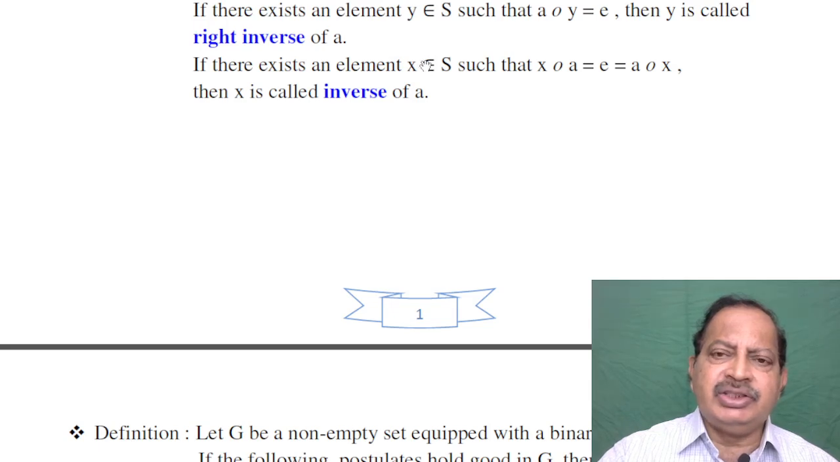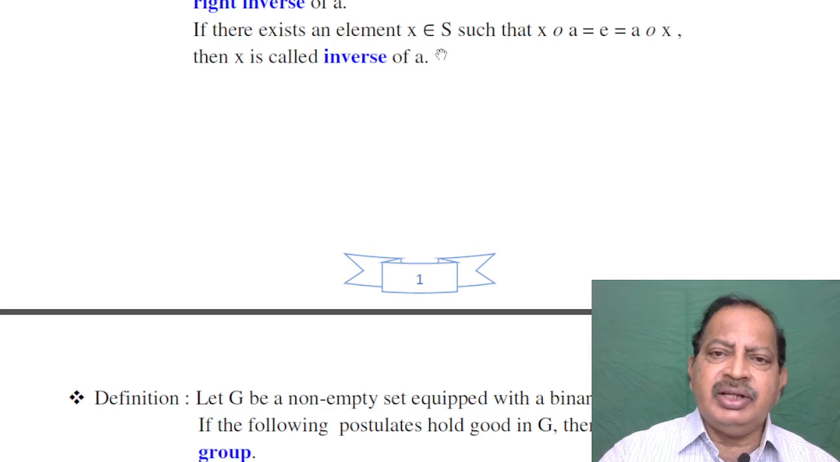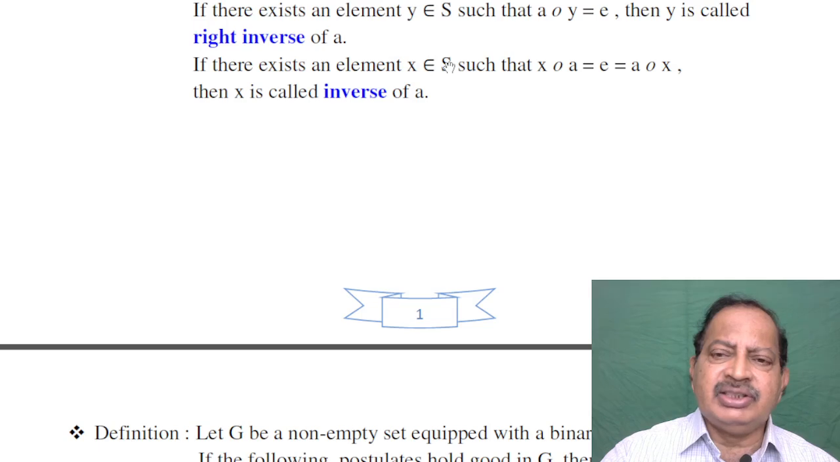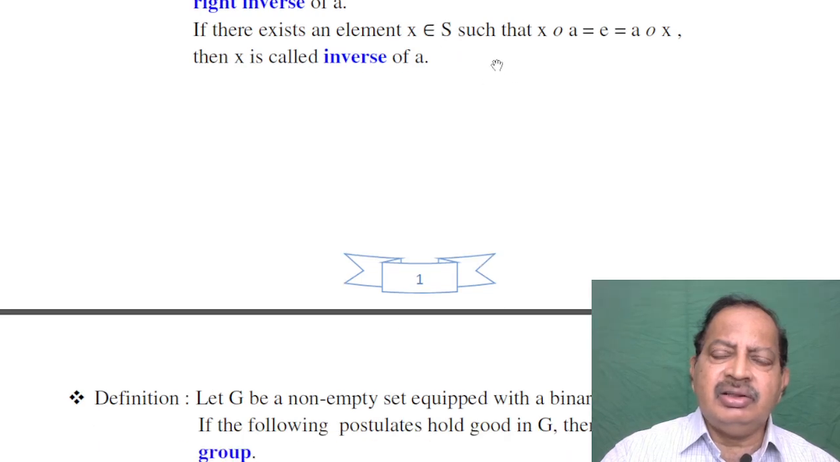Next we go to inverse. Inverse means left inverse is equal to right inverse. If such a case exists, we call it inverse element. If there exists an element X belongs to S such that X circle A is equal to E and A circle X is equal to E, then X is called inverse of A. Yes, here X works as left inverse and X works as right inverse, the same element. So in such case, X is called inverse of A. Left inverse is equal to right inverse.